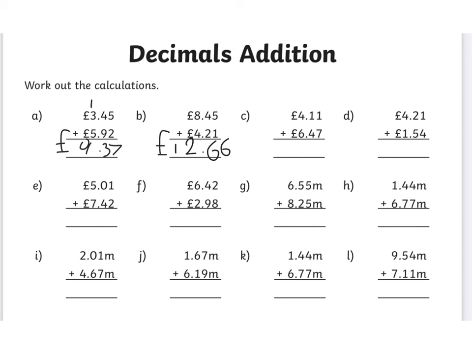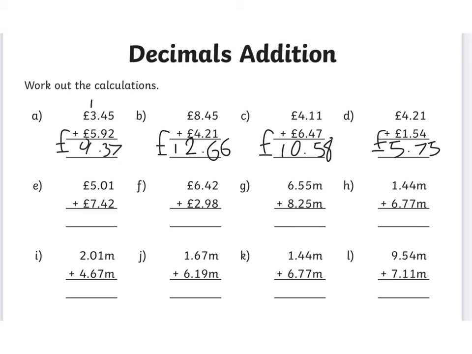So 1 plus 7 is 8. 1 plus 4 is 5. And 4 plus 6 is 10. So these are very, very easy. £10.58. Then we move on to 4 plus 1 is 5. 2 plus 5 is 7. Put your decimal point in. £5.75. And remember your pound sign as well.